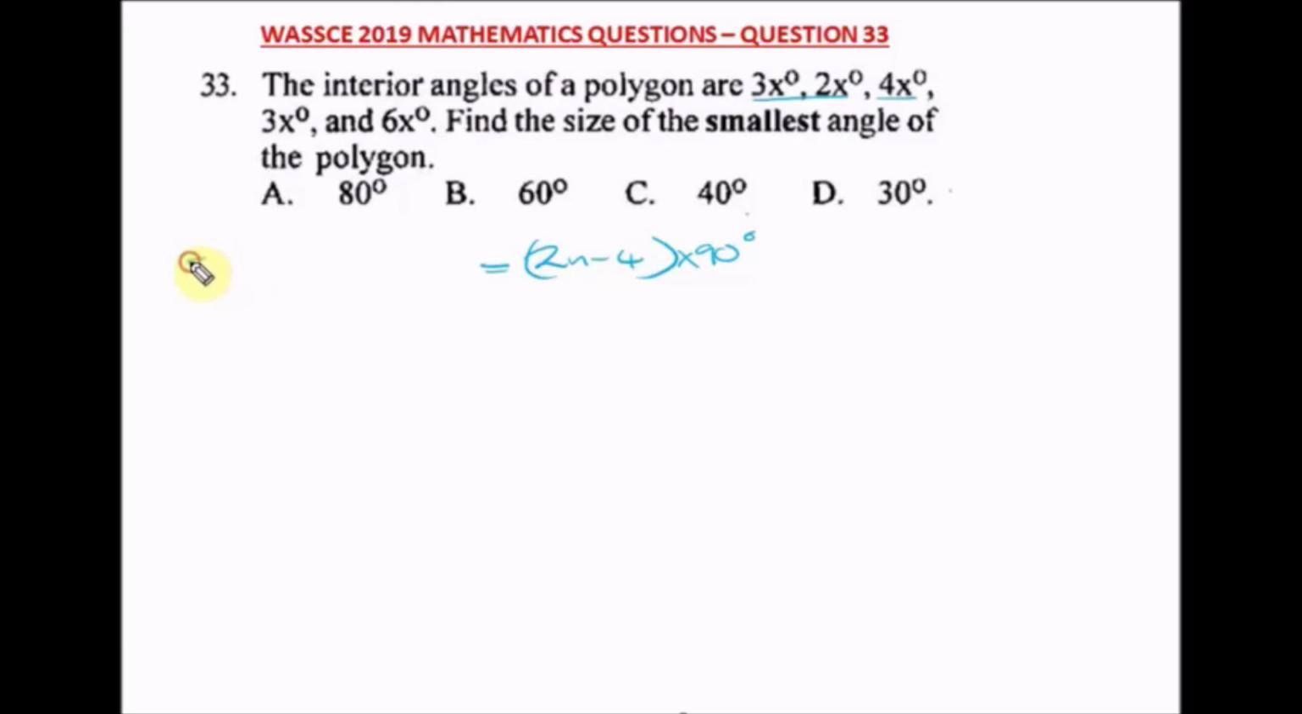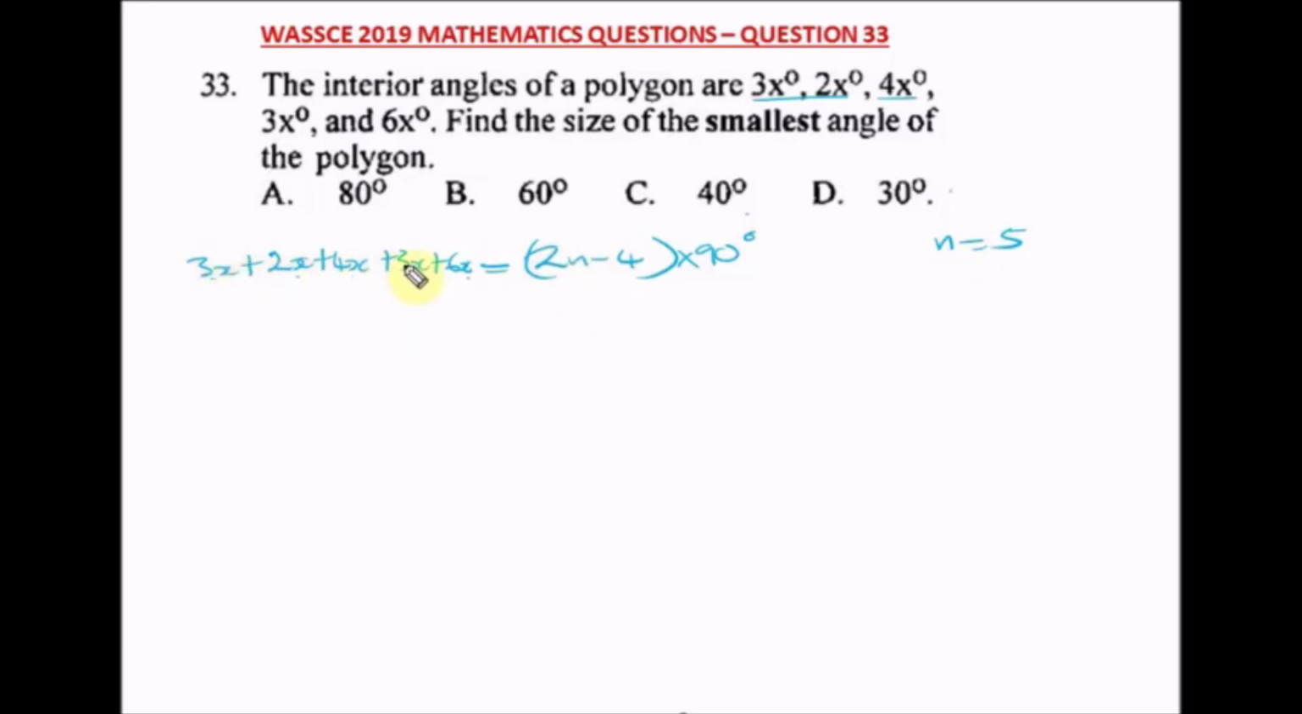So let us add them up. So we have 3x plus 2x plus 4x plus 3x plus 6x, and this is 1, 2, 3, 4, 5. So it means this is a pentagon. Okay, this has 5 sides. Since it has 5 angles, it means it has 5 sides. So this is a pentagon, so n here is equal to 5. So from here we can put n as 5.